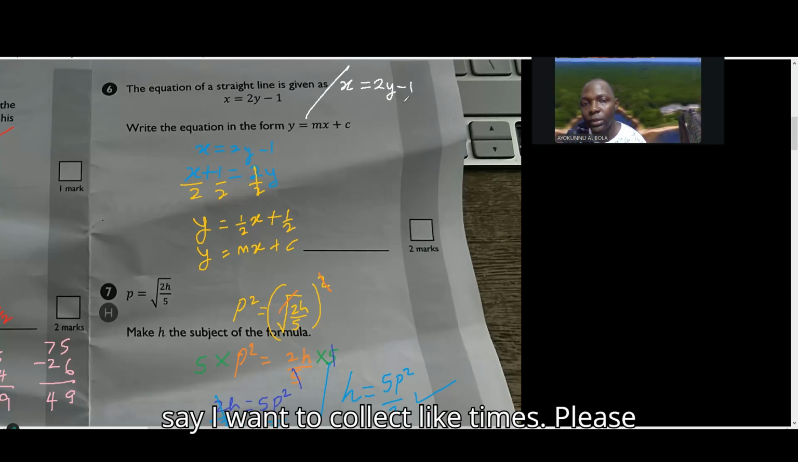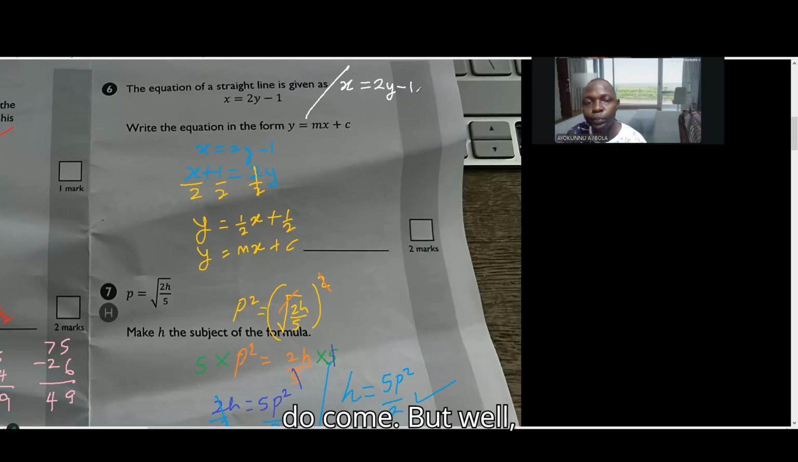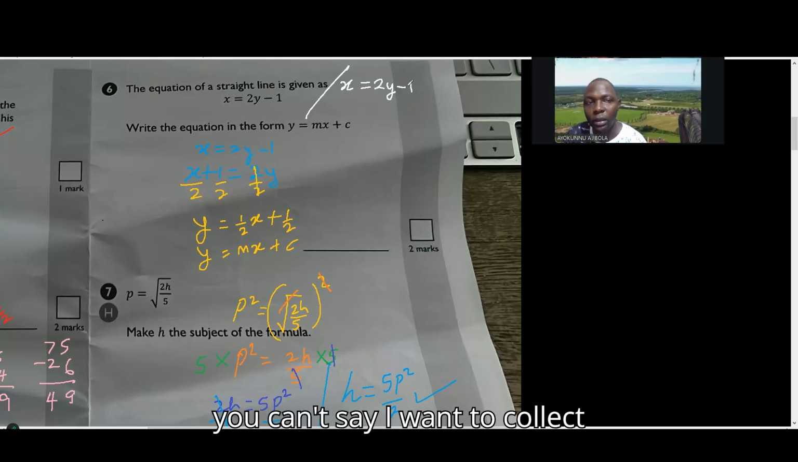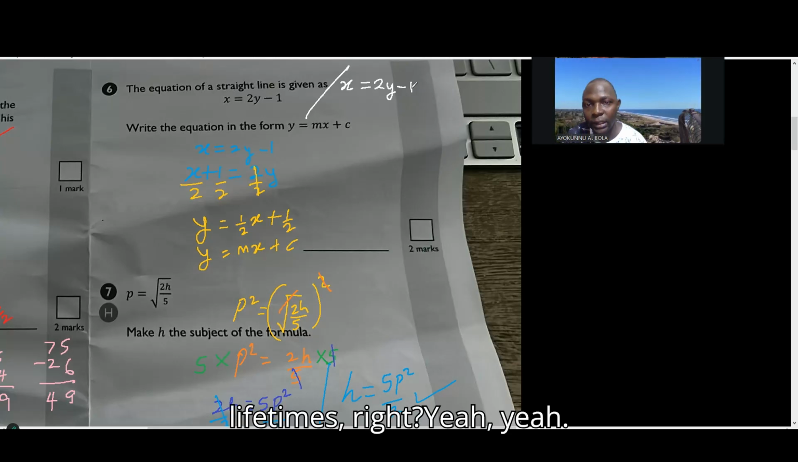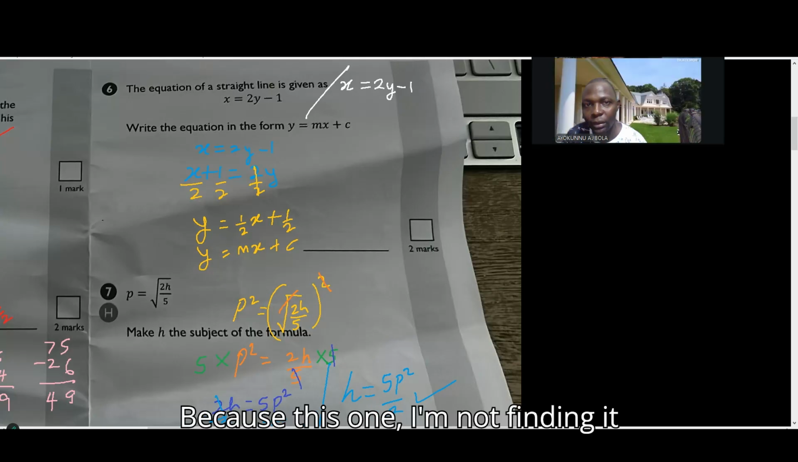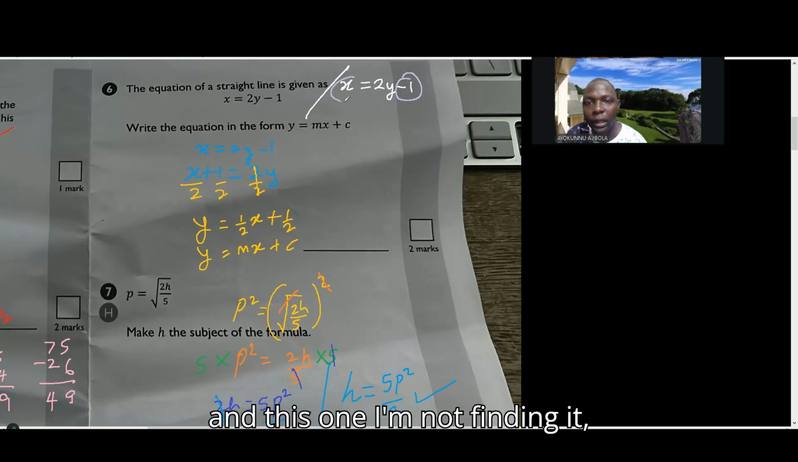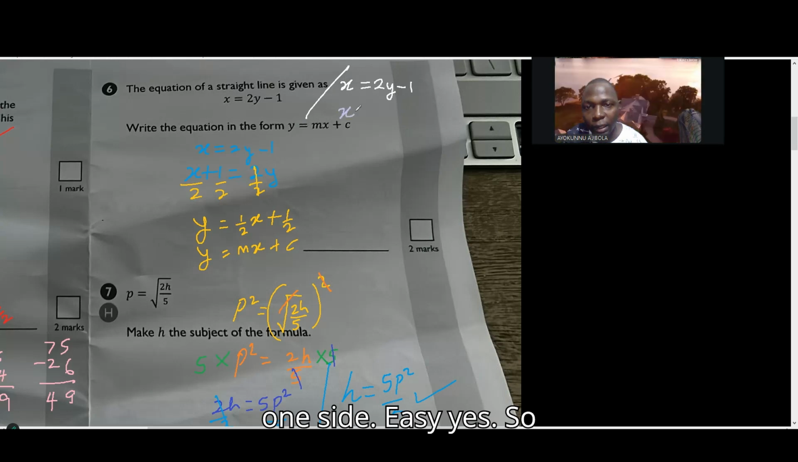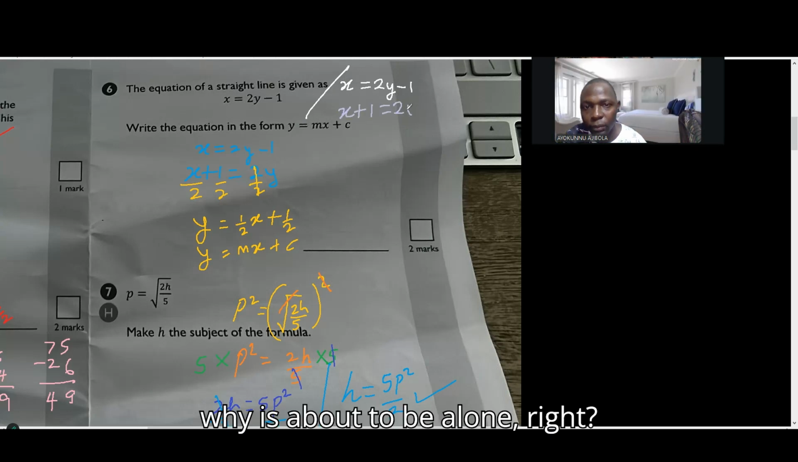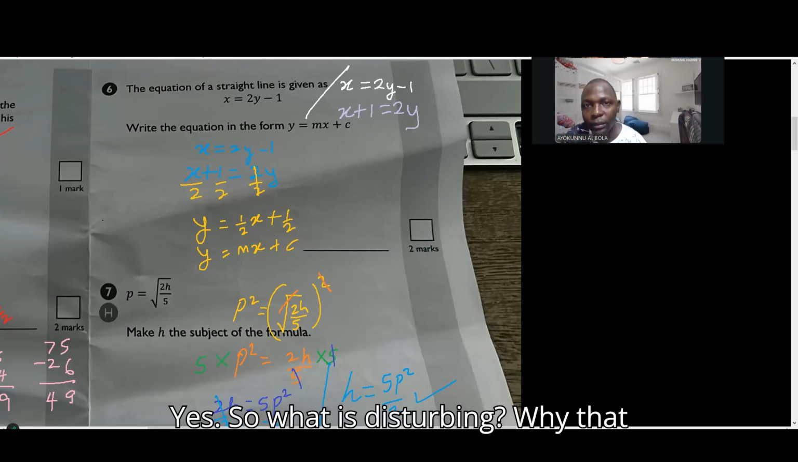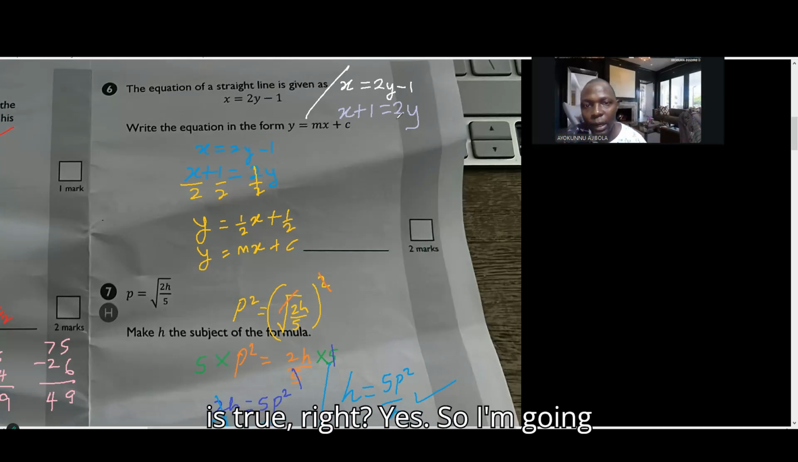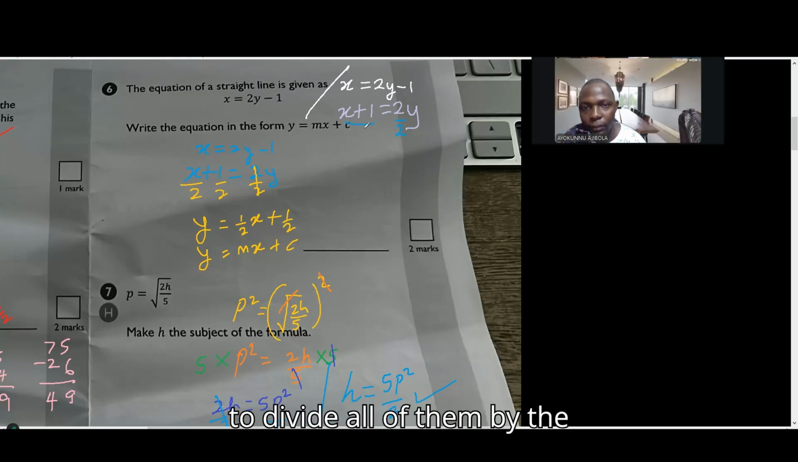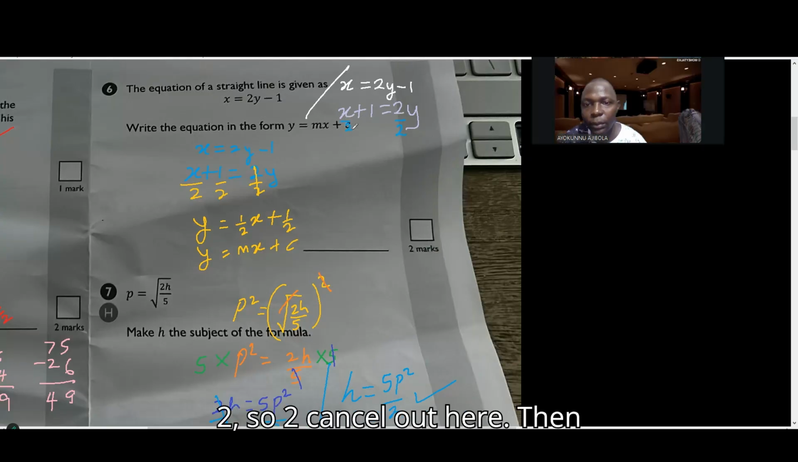I will say I want to collect like terms, because this one I'm not finding and this one I'm not finding, so I'll take them to one side. So y is about to be alone, right? So what is disturbing y? That's the 2, right? So I'm going to divide all of them by the 2.